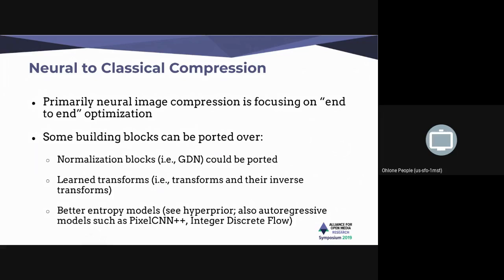Additionally, we had this generalized divisive normalization block, which is also learned. And this could be applied on top of existing transforms like DST, DCT. It doesn't matter which transform. It will help decorrelate its channels better if they are not already decorrelated. So you can think of maybe using this idea to improve an existing codec by throwing GDN on top of an existing transform.